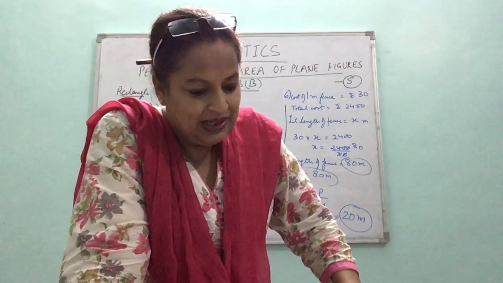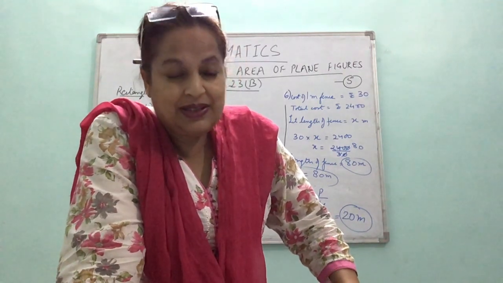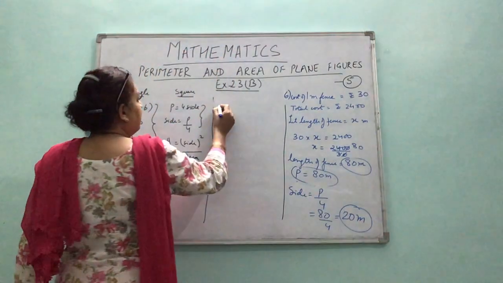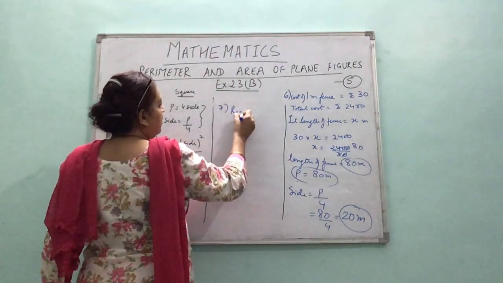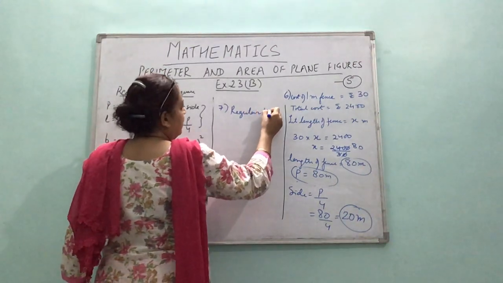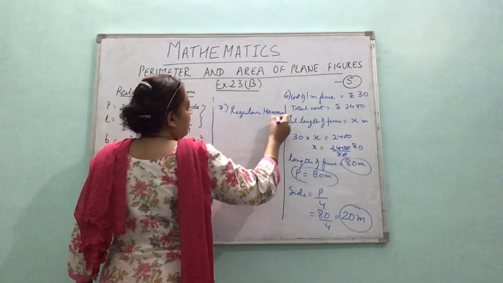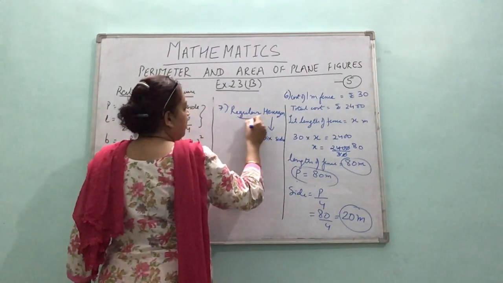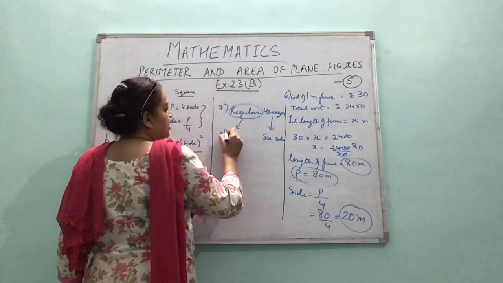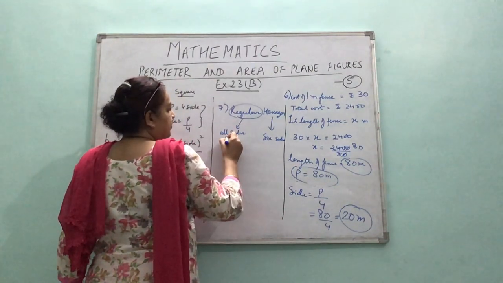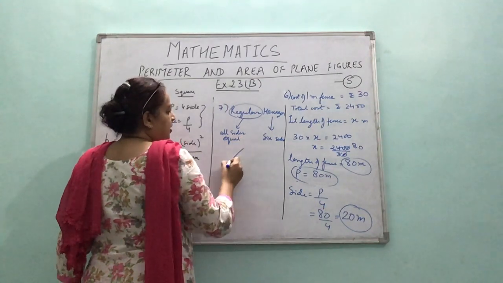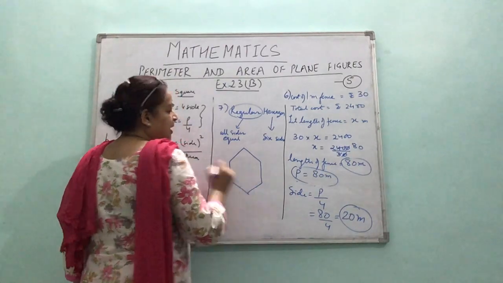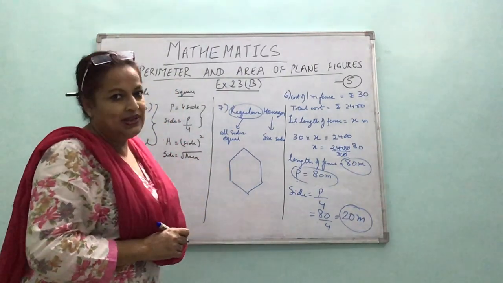Okay. Then question number 7. It is of a hexagon. Now the word: regular hexagon. Hexagon means 6 sides, and regular means all sides equal. I'll draw it. This is a hexagon, 6 sides, and all sides are equal.